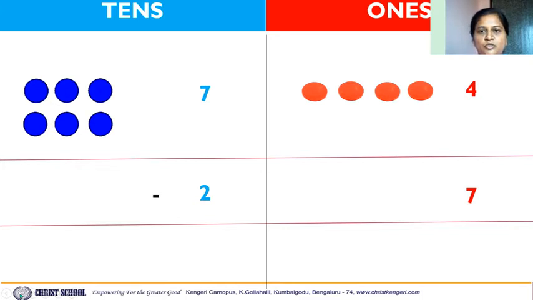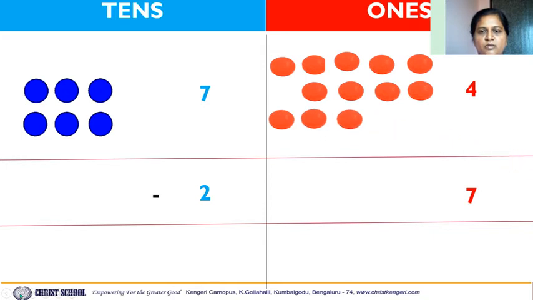Let's start to count. 1, 2, 3, 4, 5, 6, 7, 8, 9 and 10. Now tell me how many red counters are there? Yes, 10 plus 4 is equal to 14. And what about here in the tens column?